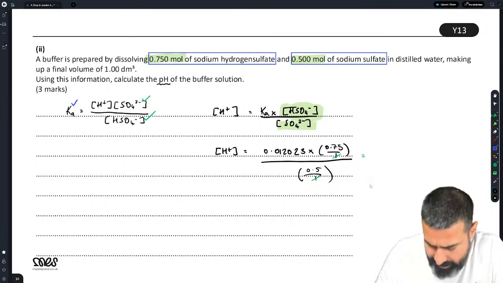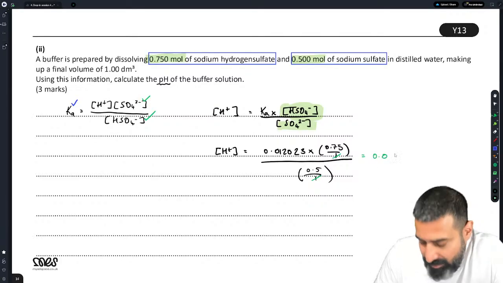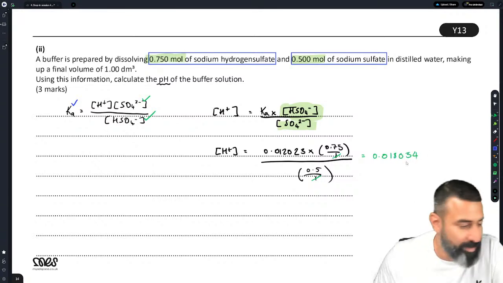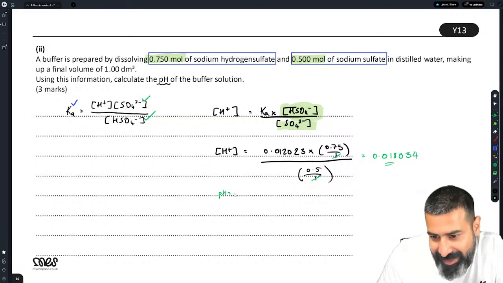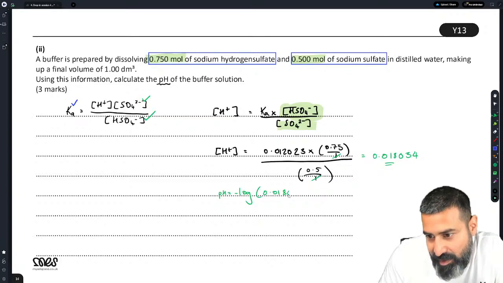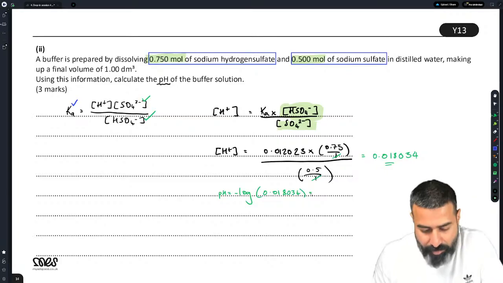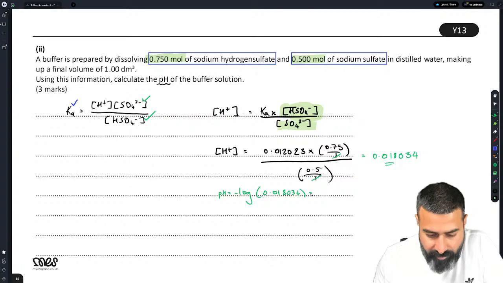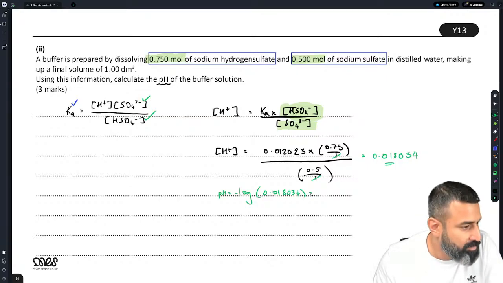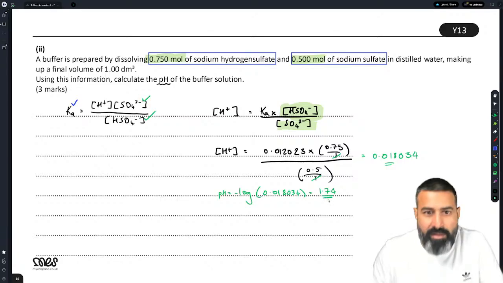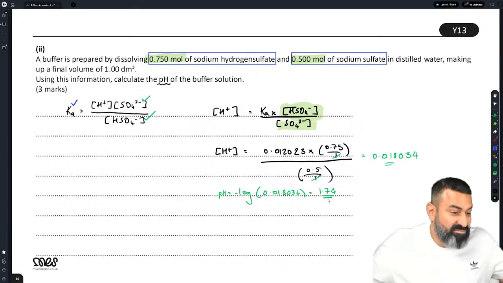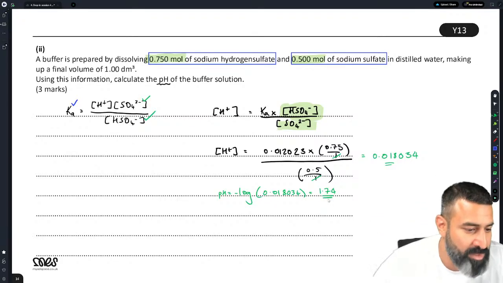Yep, so I get 0.18034 moles per decimeter cubed. So then I need to find the pH, and the pH is the negative log of that value. So what do we get? So 1.74. Yeah, 1.74. 3 marks. Sorted. No dramas.